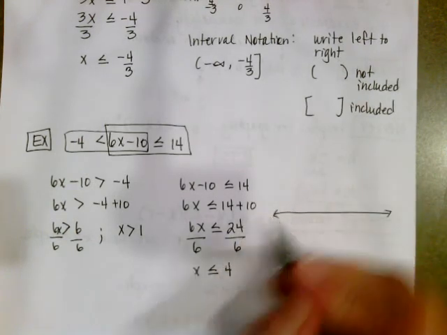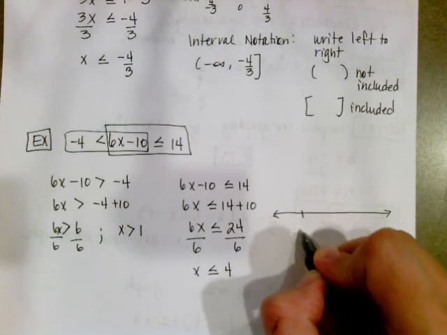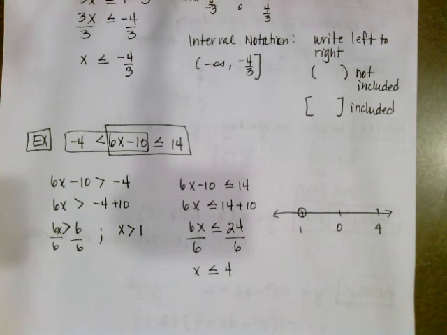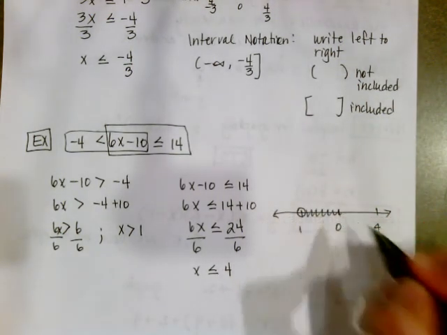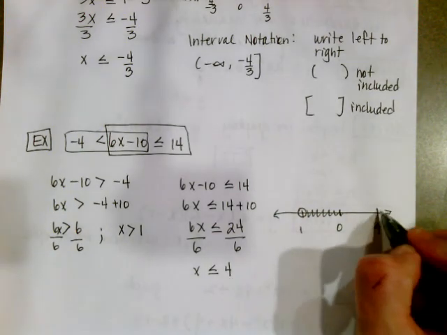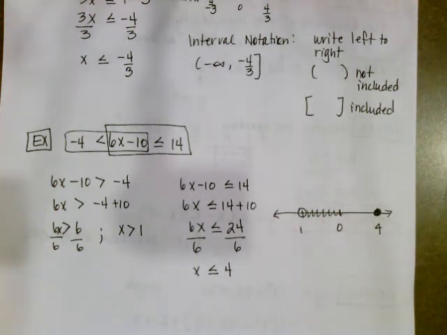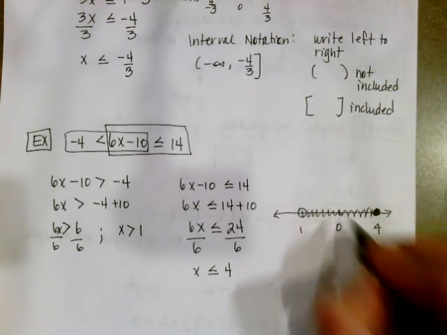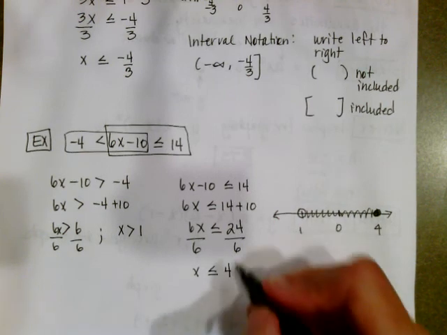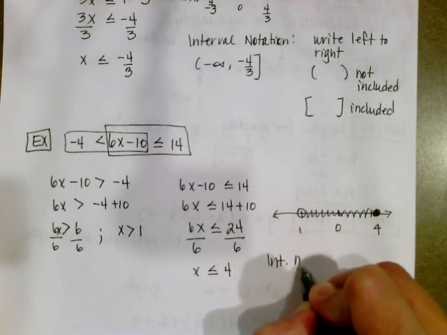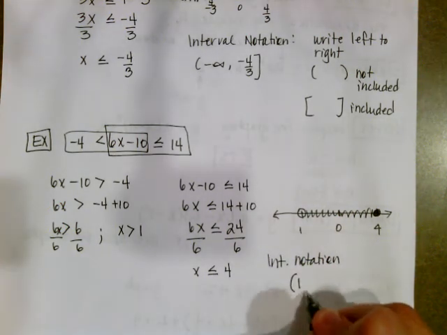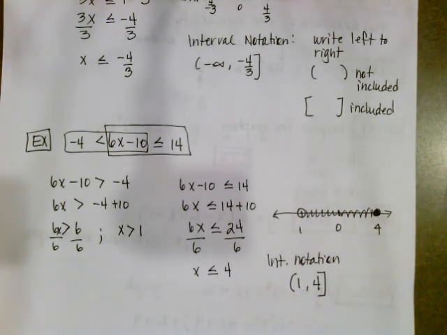All right, so my first one said that x was greater than 1. That means there's an open circle on 1, and my graph would go to the right. This one says x is less than or equal to 4. I put a closed circle on 4, and then my graph goes to the left. The solution is where those two areas overlap. If I put it in interval notation, the 1 is not included, so it's a curved bracket. The 4 is included, so it's a square bracket.